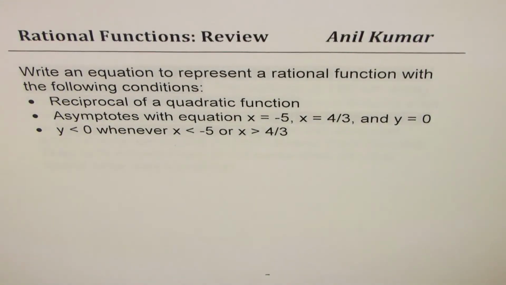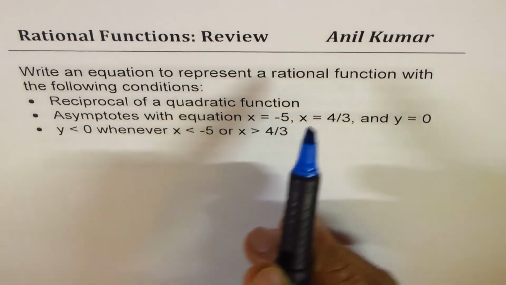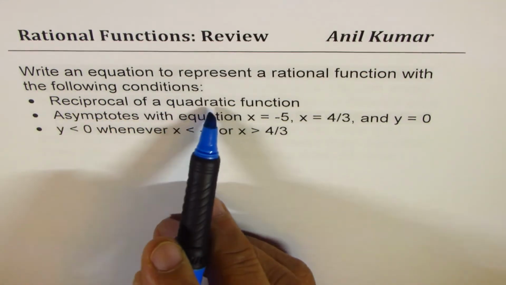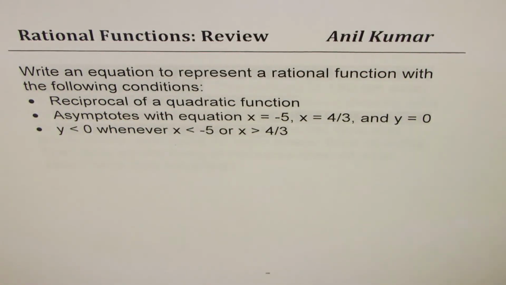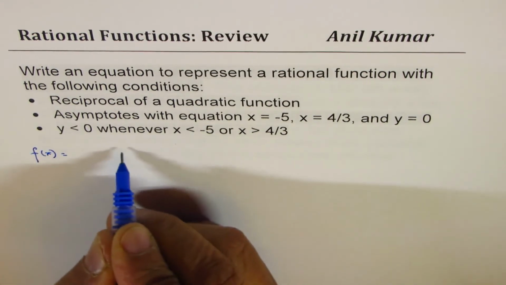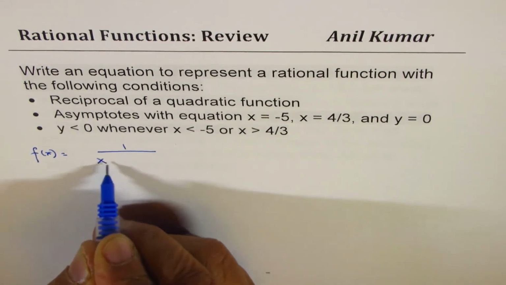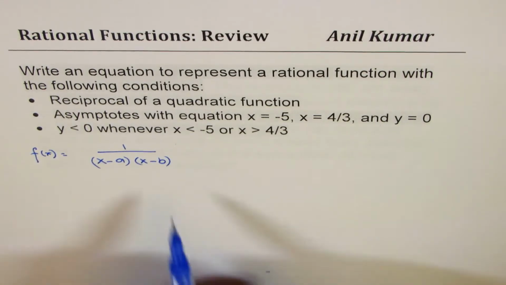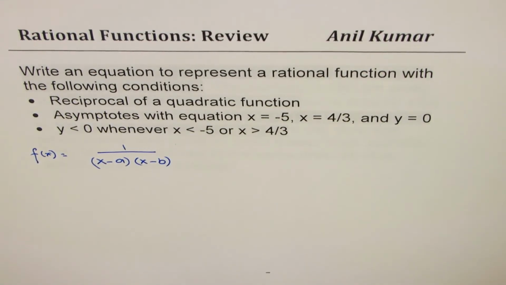Now let us see how to solve such a question. It says write an equation to represent a rational function with the following conditions. Reciprocal of a quadratic function. Do you get an idea, right? So straight away, we have to write a function which is kind of 1 over (x minus a) times (x minus b). Do you get it? That is what we need.